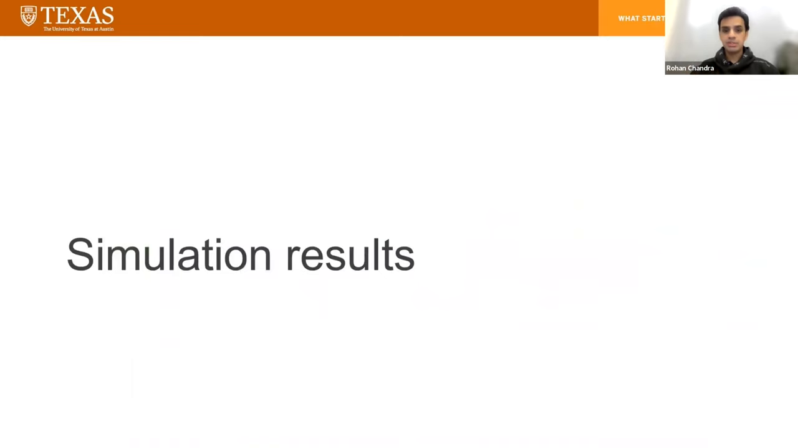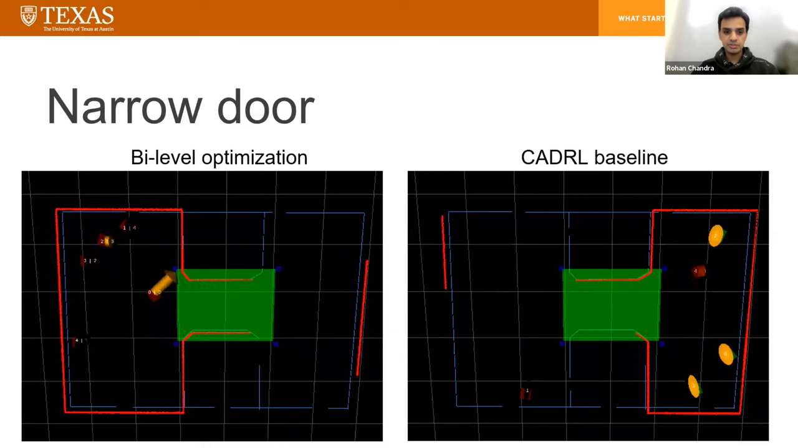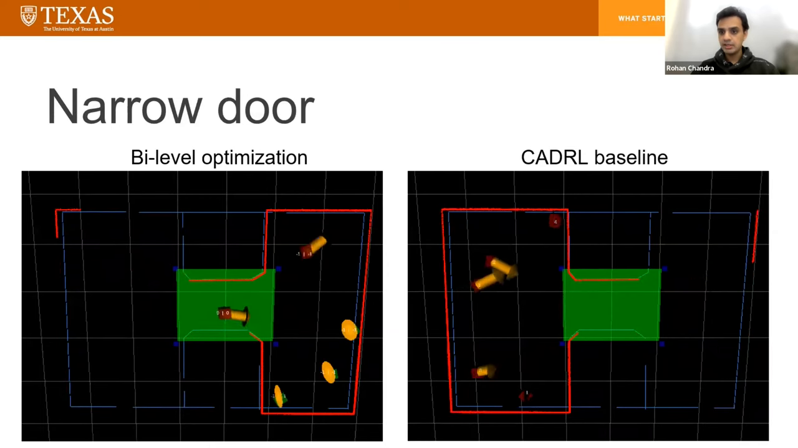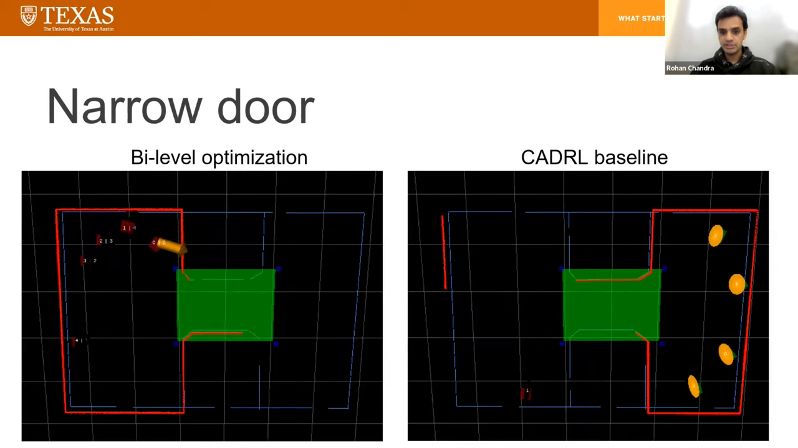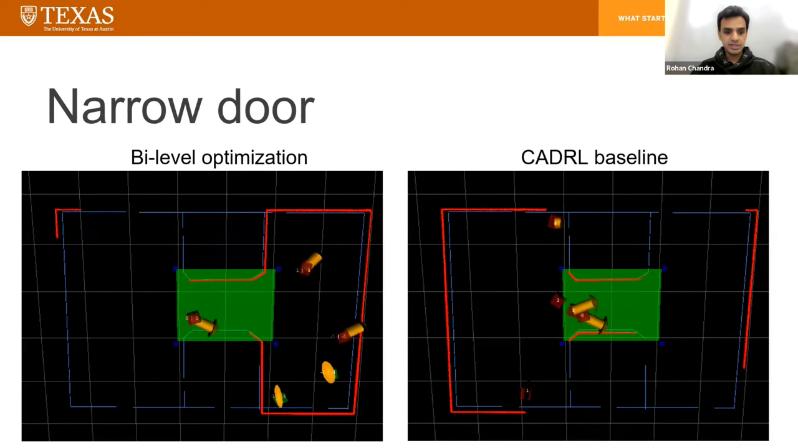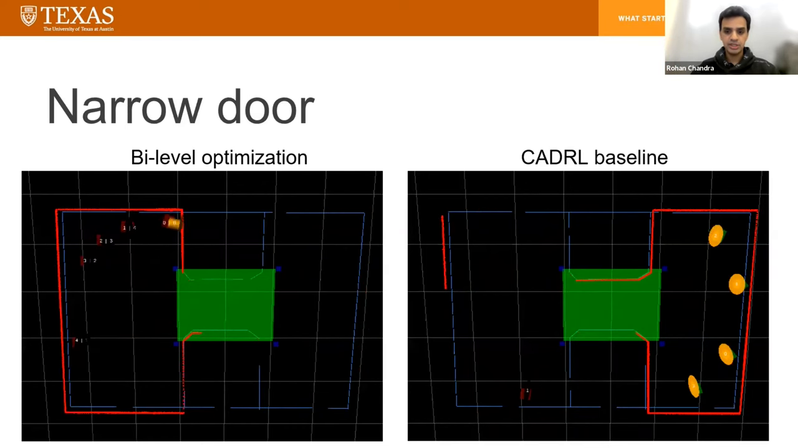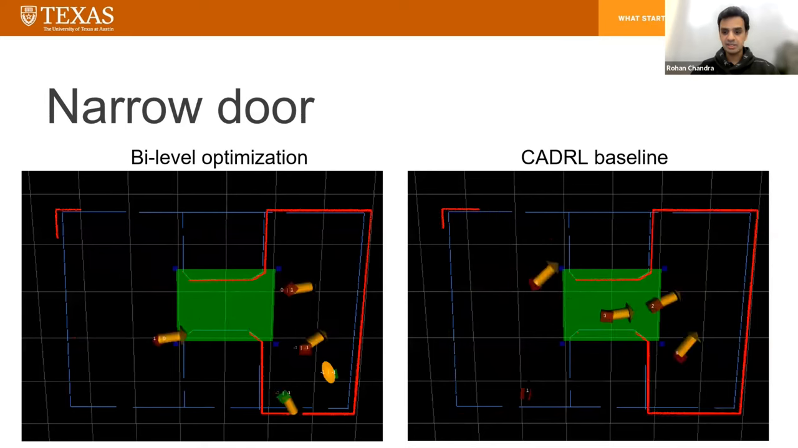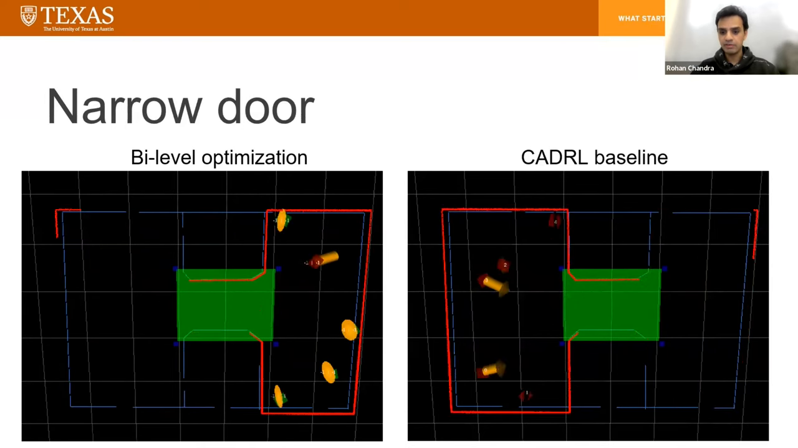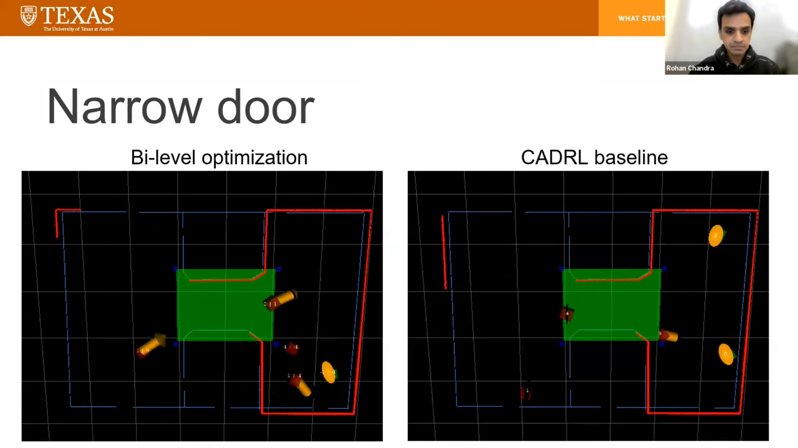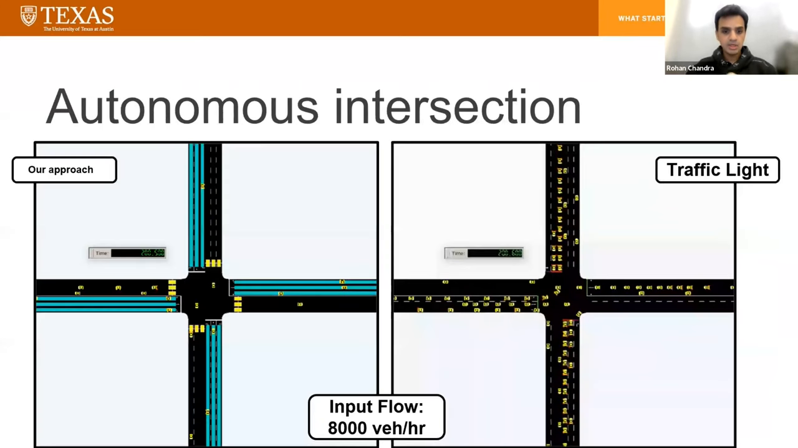Now I want to show you, in these social mini games, how the bi-level optimization works compared to, let's say, a baseline like CADRL, which does the single stage optimization. As you can see, there is some sort of emergent behavior, like a queue formation or a line formation on the left, whereas on the right, there's a little bit of conflict or collision happening at the doorway, and one agent doesn't even move, I think. So these are all experiments done in Social Gym.